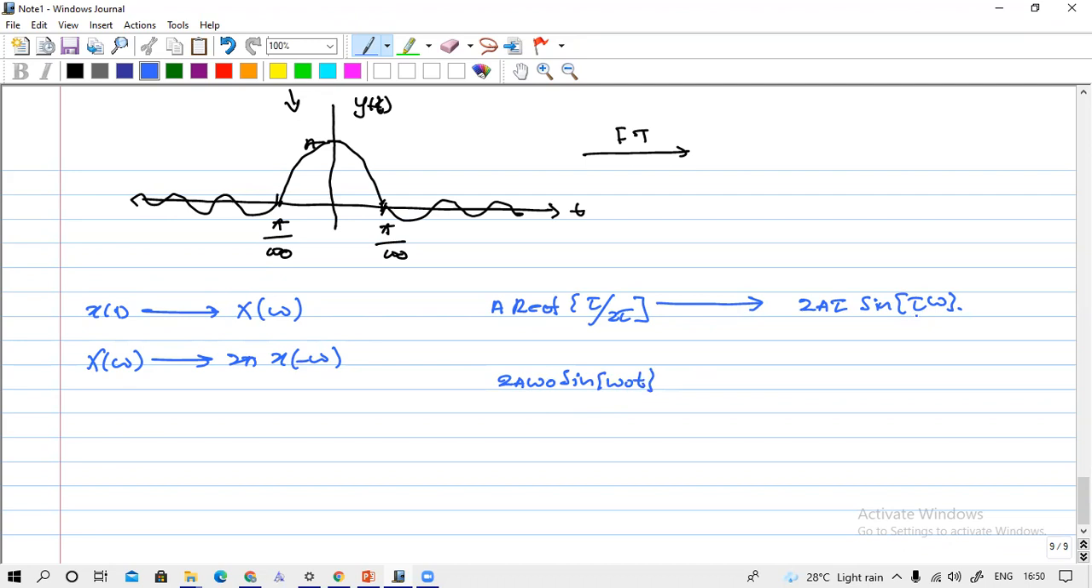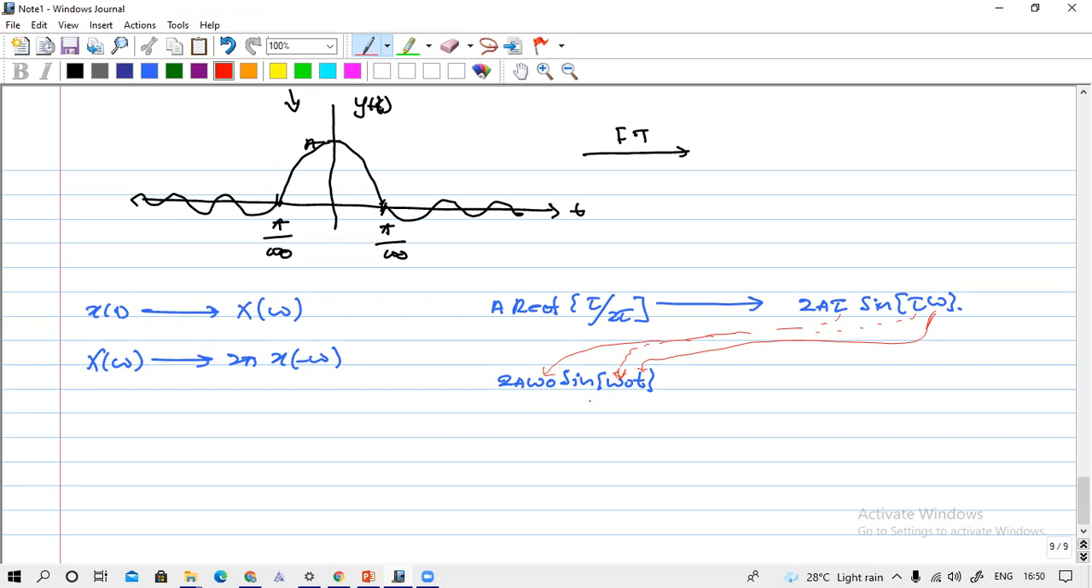You can see that here τ is a constant, and here ω₀ is the constant, so τ is identical to ω₀. And this ω is a variable. Here the independent variable is ω, and here t is the independent variable. So now we have replaced this ω with time. We have 2Aω₀ here, instead of this τ we have ω₀ again, 2Aω₀ sinc(ω₀t).